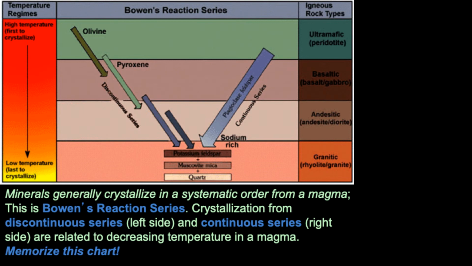Bowen came up with this idea about how minerals will crystallize in a systematic way as you reduce the temperature. In a discontinuous way, it would go from olivine to pyroxene to amphibole to biotite to the potassium feldspar to muscovite and then to quartz eventually. He has another side over here on the right-hand side where you cool and you actually form different feldspars as well. If you see the gray arrow on here, that gray arrow represents the calcium-rich feldspars at the very top up there, which form at a high temperature.